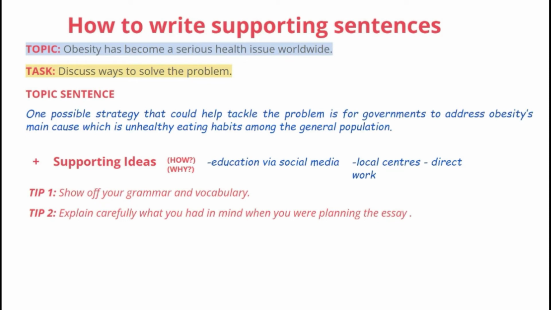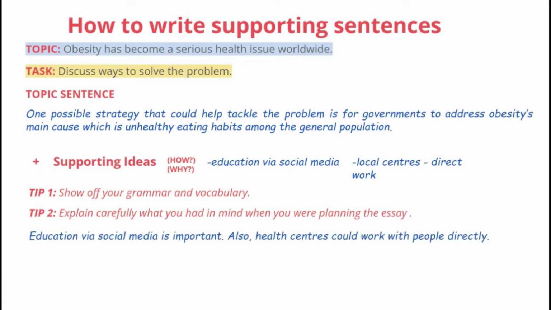Why am I giving this tip to you? Because one of the most common mistakes that students make here is that their supporting sentences are underexplained and underdeveloped. For example, looking at my ideas, I could write, education via social media is important. Also, health centers could work with people directly. And if I wrote this, I would have a low score for my coherence because those sentences would not be connected to my topic sentence.